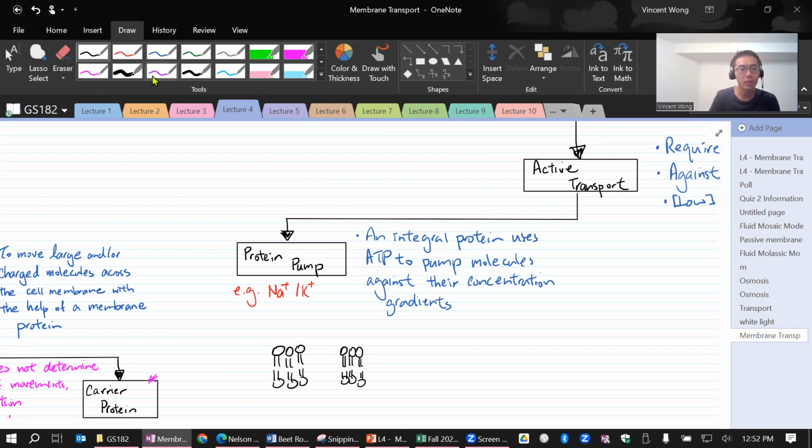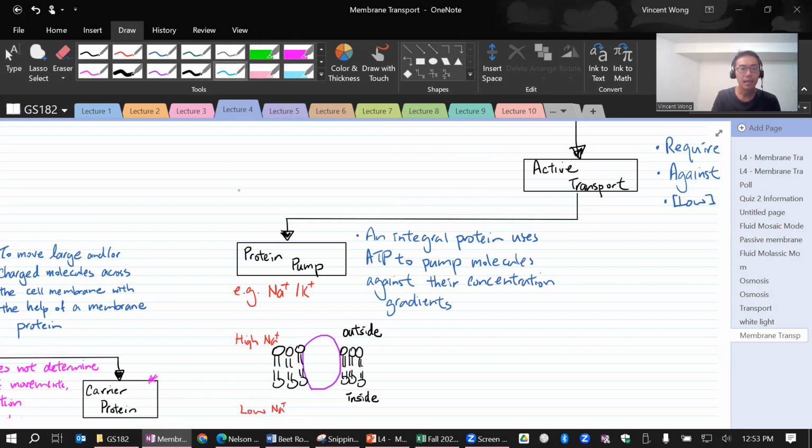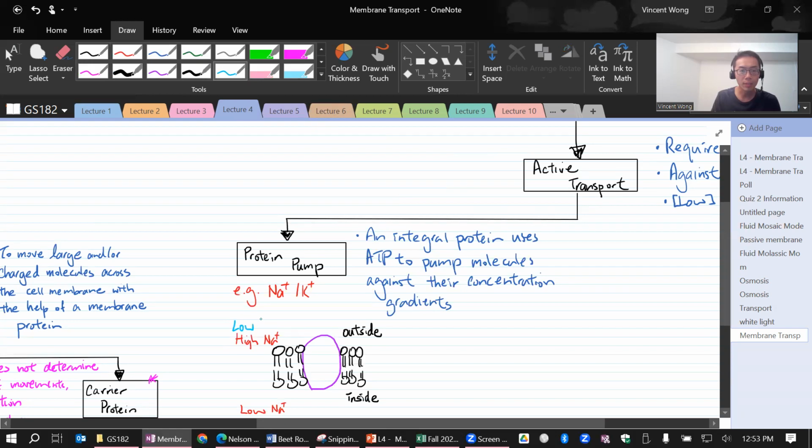So here is a drawing of the sodium potassium pump. This is the inside of the cell. This is the outside. And you just have to trust me for now. I will learn this in next semester in greater detail. But in order for your neurons to function properly, you need to have high sodium on the outside and low sodium on the inside. And you also need low potassium on the outside and high potassium on the inside.